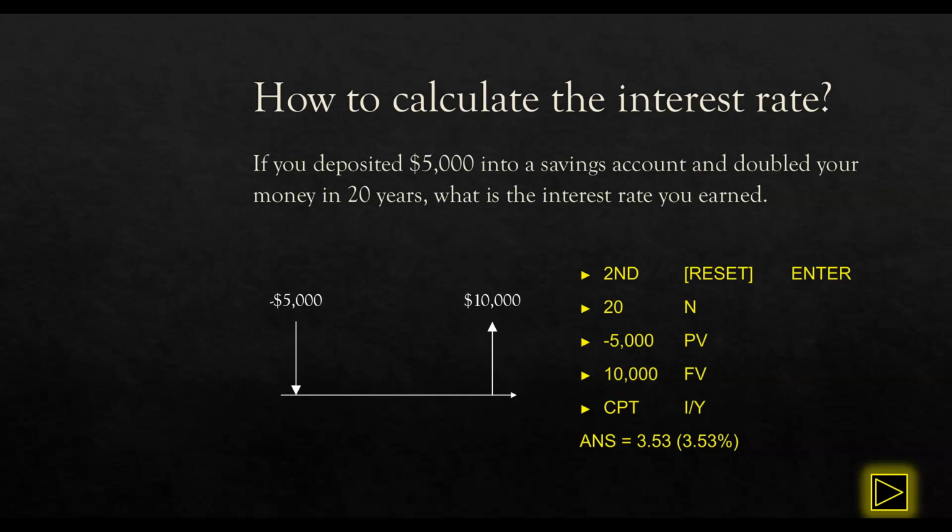Because we're solving for IY, as I have already told you in earlier video tutorials, the IY from your financial calculator is already a percentage number. So if you see 3.53 here, that means you're earning 3.53% per year by making this investment.